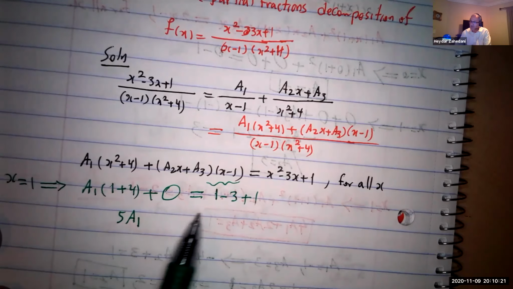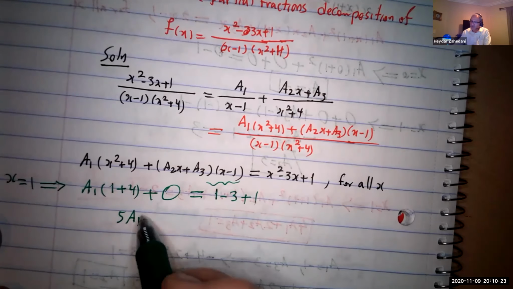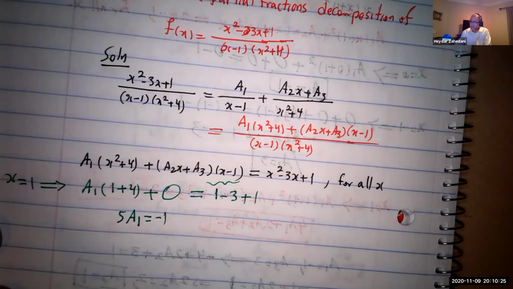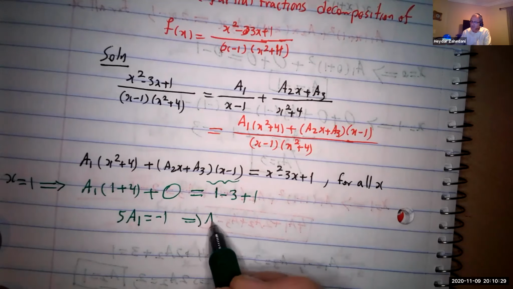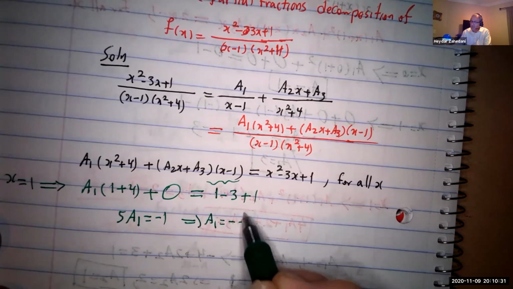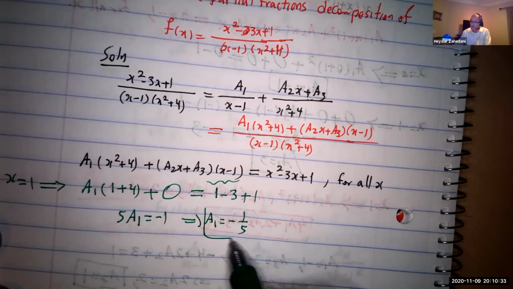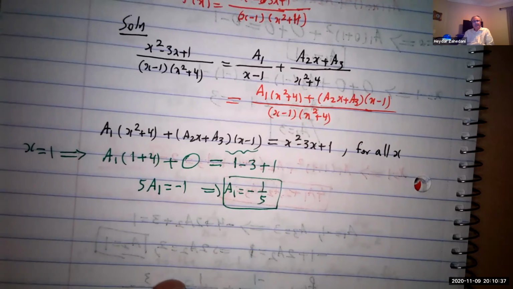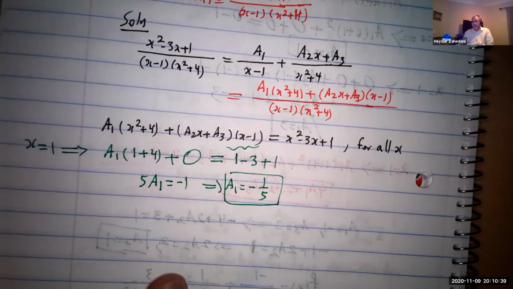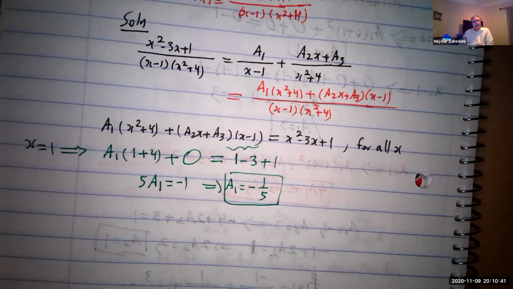Okay, that gives 5a1, and this is going to be a negative 1. Okay, this would be a negative 1, so a1 is equal to negative 1/5. That's going to be our a1. Any question? You see, you are done with the nice numbers, and you have 2 more to go. Okay, so you have to pick 2 numbers yourself.